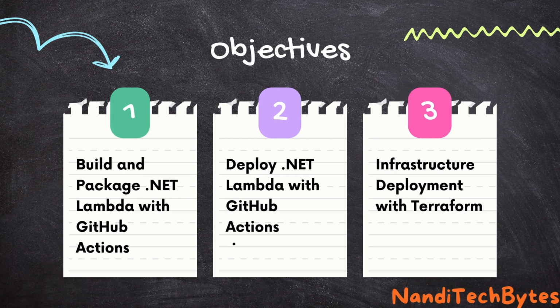Alright, before we dive in, let's quickly go over the objectives for today's tutorial. Here's what we are going to cover. We will start by building and packaging our .NET application, getting it ready for deployment. Next, we will deploy our packaged .NET application to AWS Lambda. Finally, we will use Terraform to automate our infrastructure deployment, ensuring everything is set up efficiently and correctly. Most important thing, all this will be done using GitHub Actions.